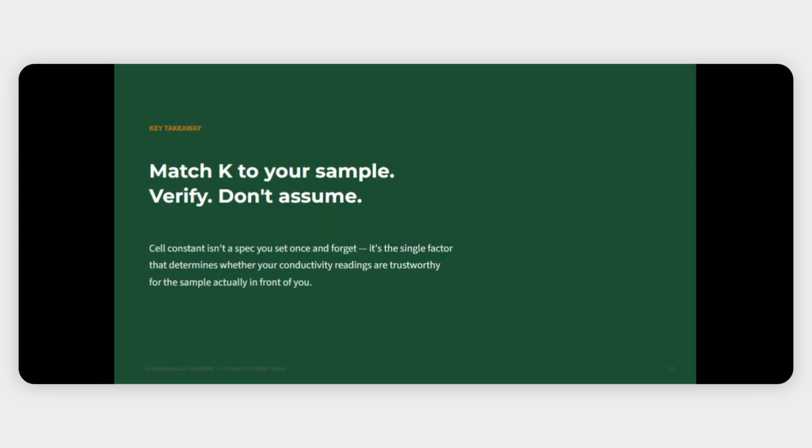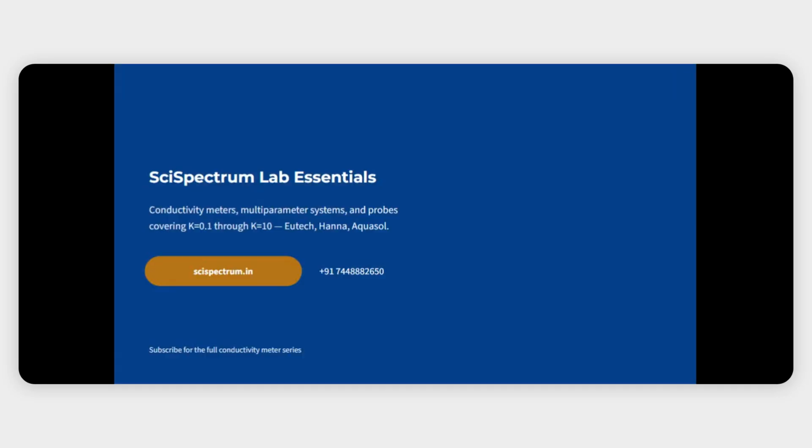So here's the takeaway. Match your cell constant to your actual sample, verify it against a certified standard, and don't assume the factory default is right just because it's what came in the box. Cell constant is not a spec you set once and forget. It's the one factor that decides whether your conductivity readings are actually trustworthy.